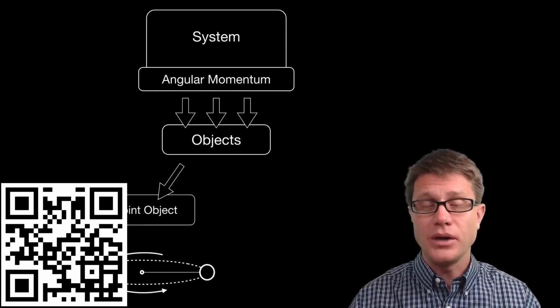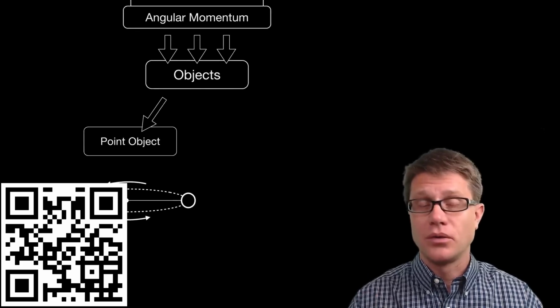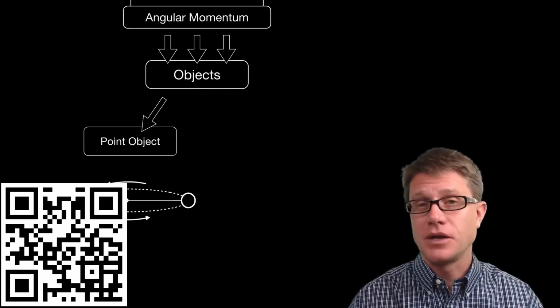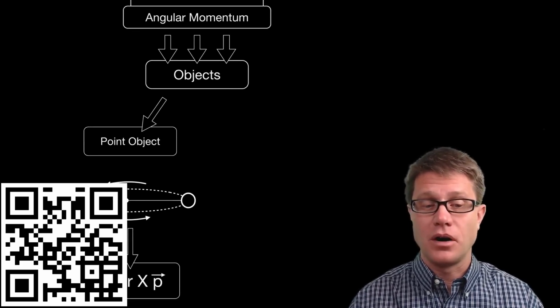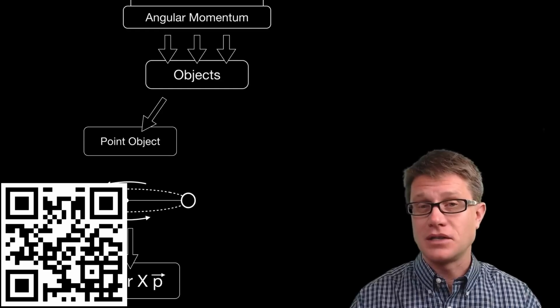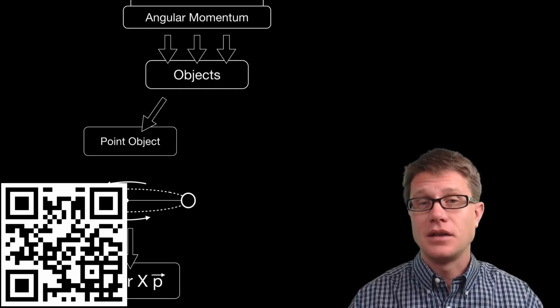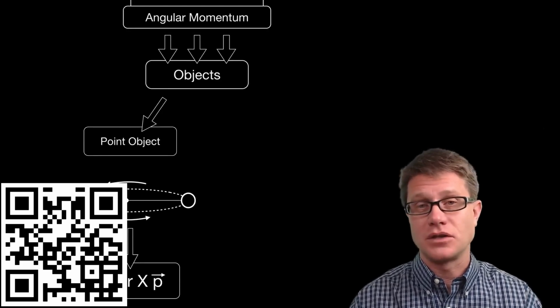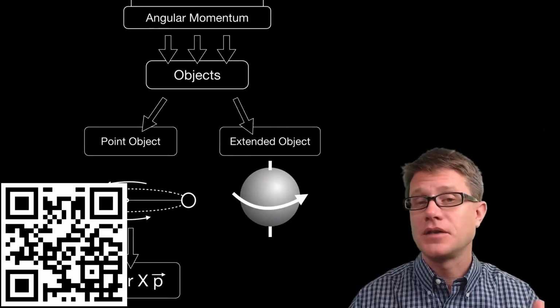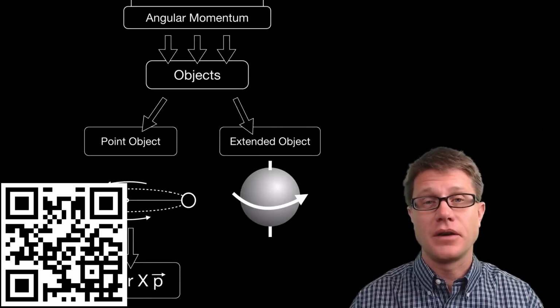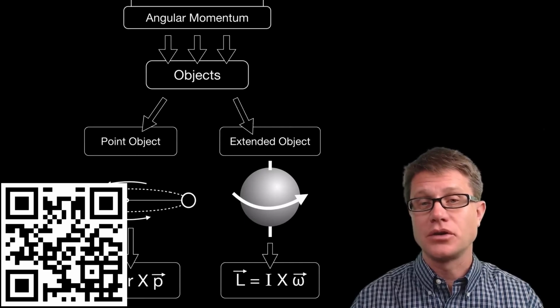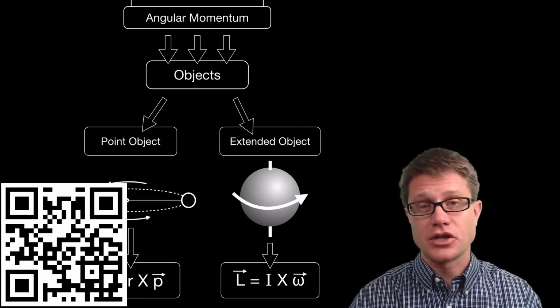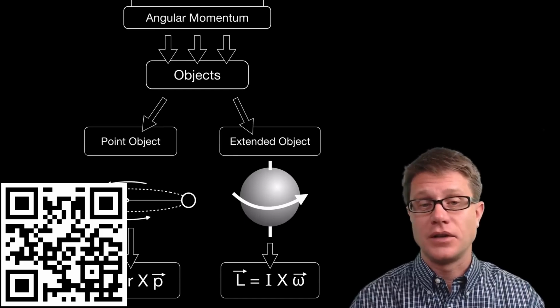Now, those could be point objects, like a ball revolving around a string. To figure out the angular momentum of that, remember, all you do is take the radius, or the distance from the center to the object, and then you multiply that times the individual momentum of that object. In other words, its mass times its velocity. If it's an extended object like this, to figure out its angular momentum, all you do is multiply its rotational inertia times its angular velocity.